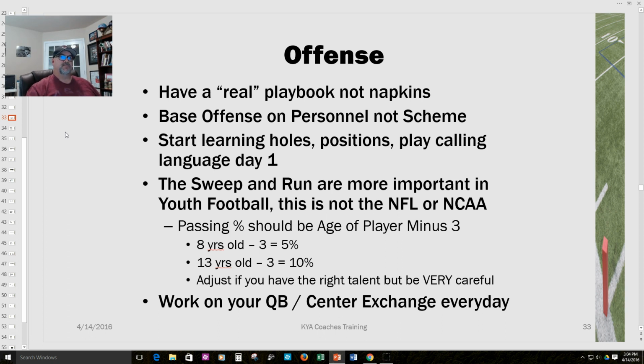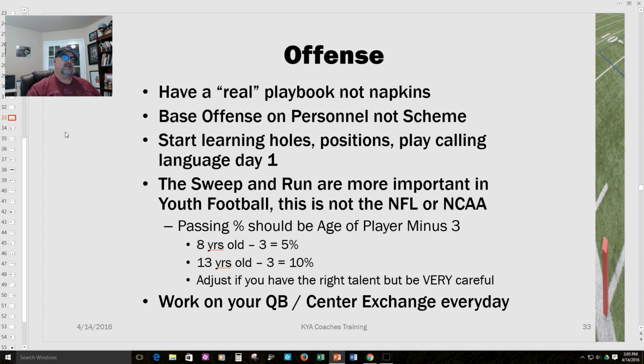So you really need to look at, if you think you're going to run a spread, do you have the quarterback and do you have the 2 or 3 receivers? If you don't, the spread's really not going to work for you. So really you need to base your offense on your personnel. You can have some ideas of what offense you want to run. I usually have 4 or 5 ideas of what I want to do, but you really need to work with your personnel and not force a scheme down on your players.